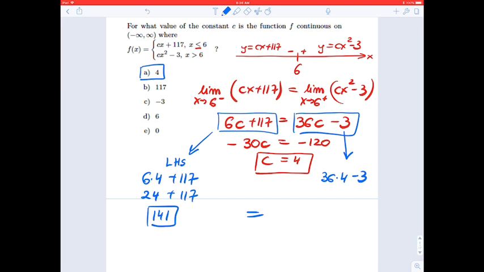Let's see if it's the same as this one. 36 times 4: 30 times 4 is 120, because I don't have a calculator, I have to manage, and 6 times 4 is 24. 144 minus 3 is 141. Excellent. We can see the left and right hand sides are the same, and this will also be the value at 6. It's the same calculation. Just in case the question asks for the exact limit, the limit is 141, but the c value of course is 4.